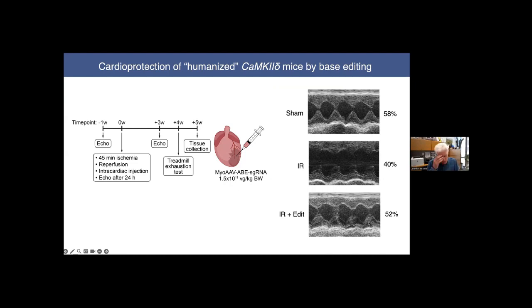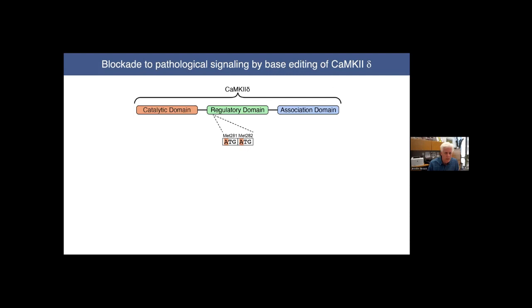One of the questions that reviewers also had was what happens to the exercise tolerance of mice that have been subjected to CAM-K editing. And I can tell you that we have not seen any impact on exercise tolerance, nor have we seen any long-term consequences of editing of those amino acids during the entire lifespan of mice.